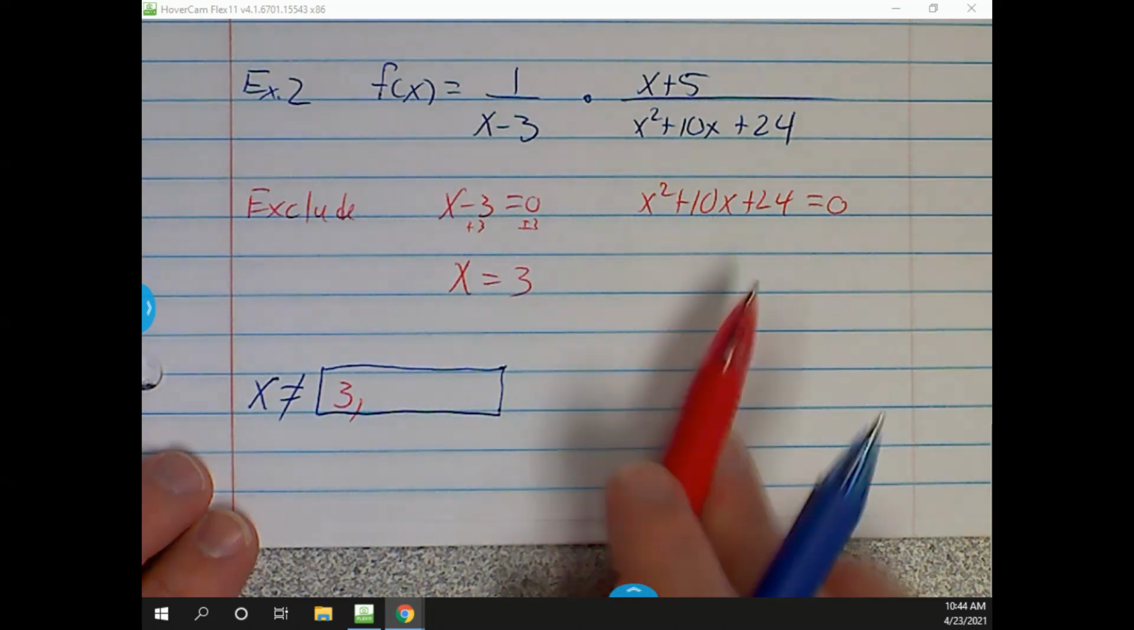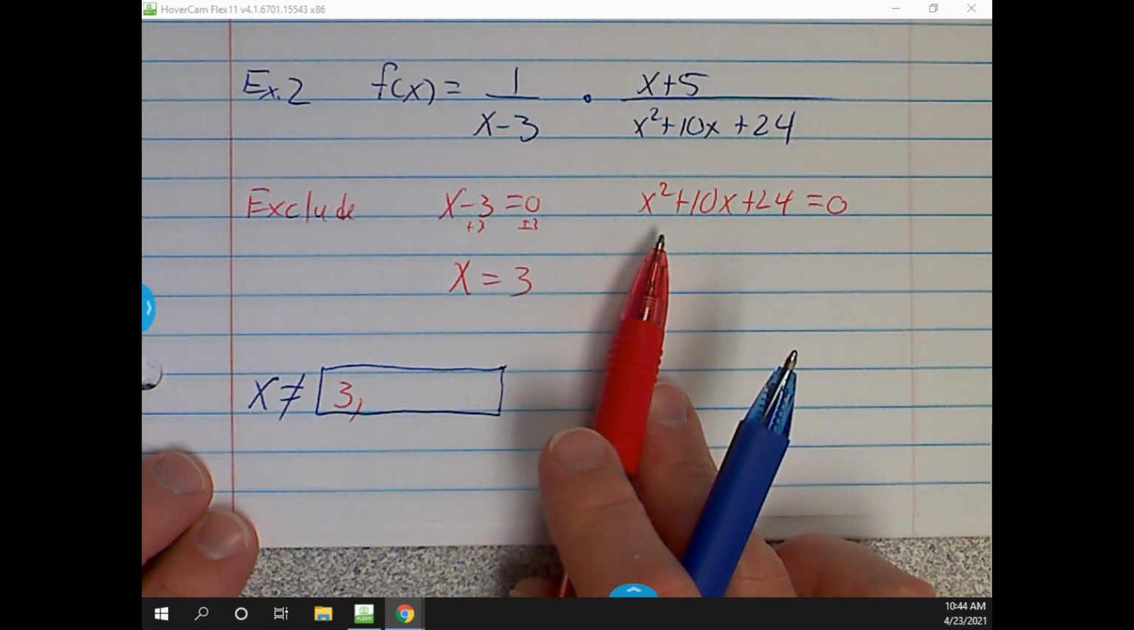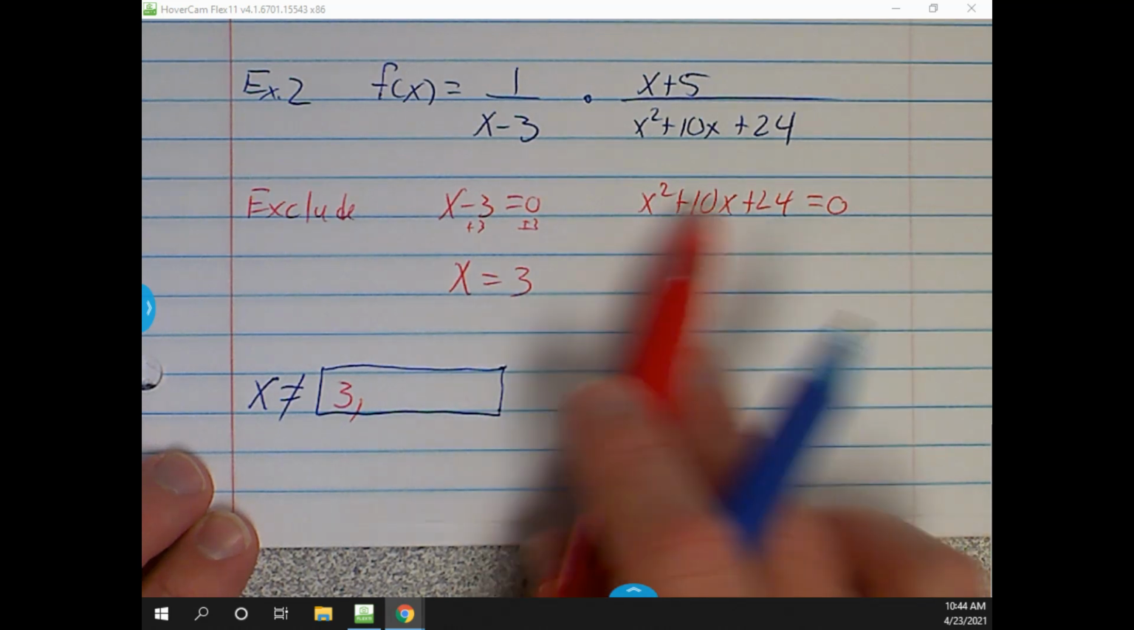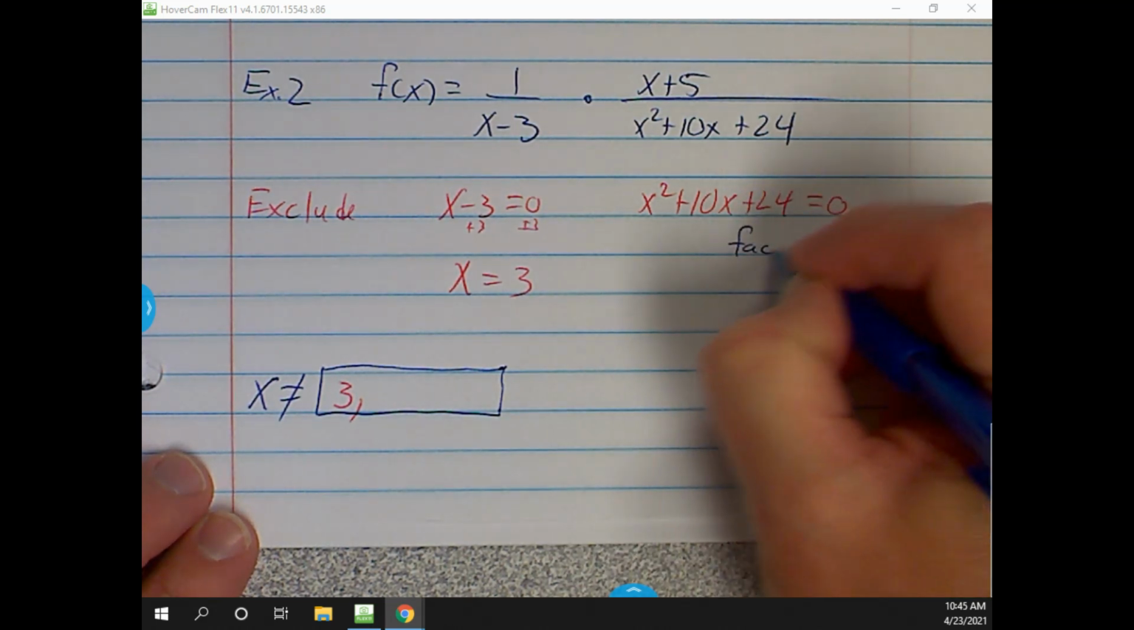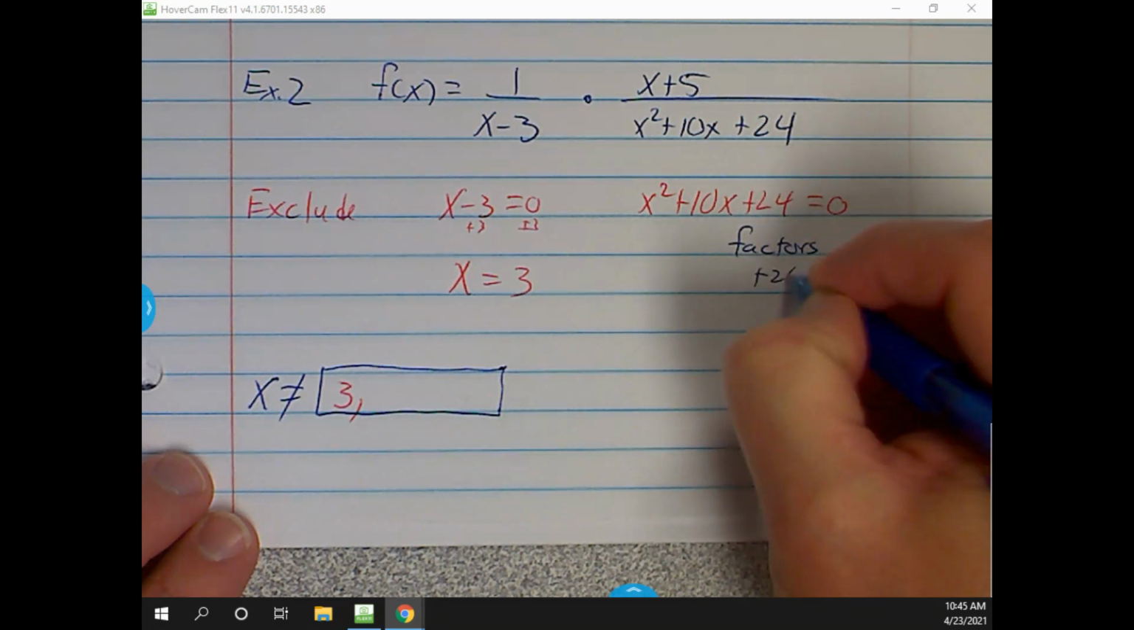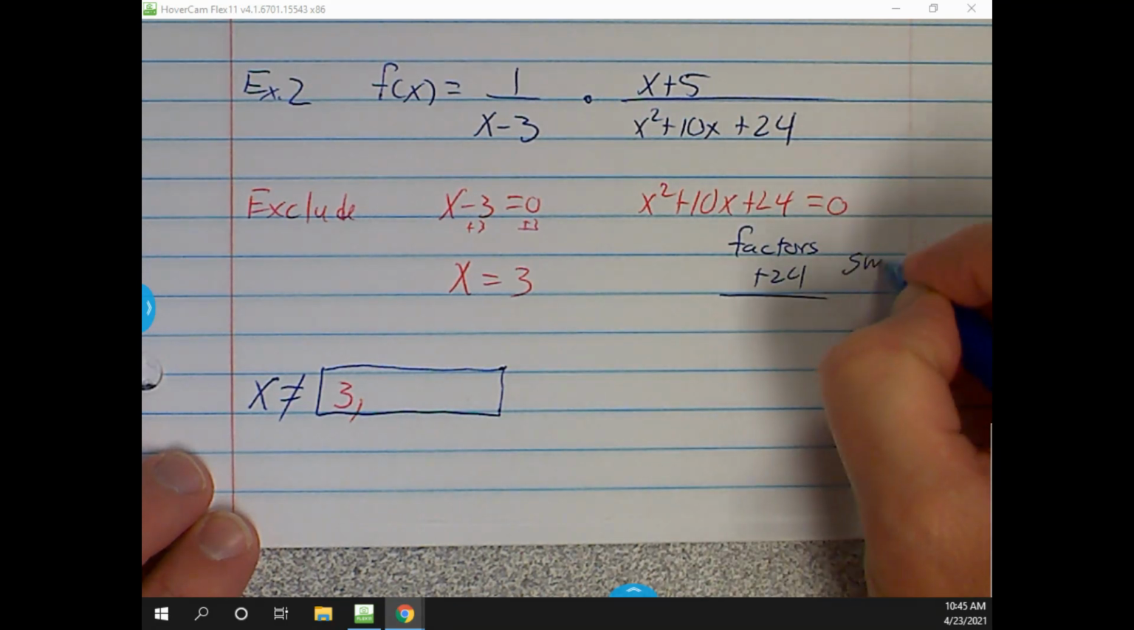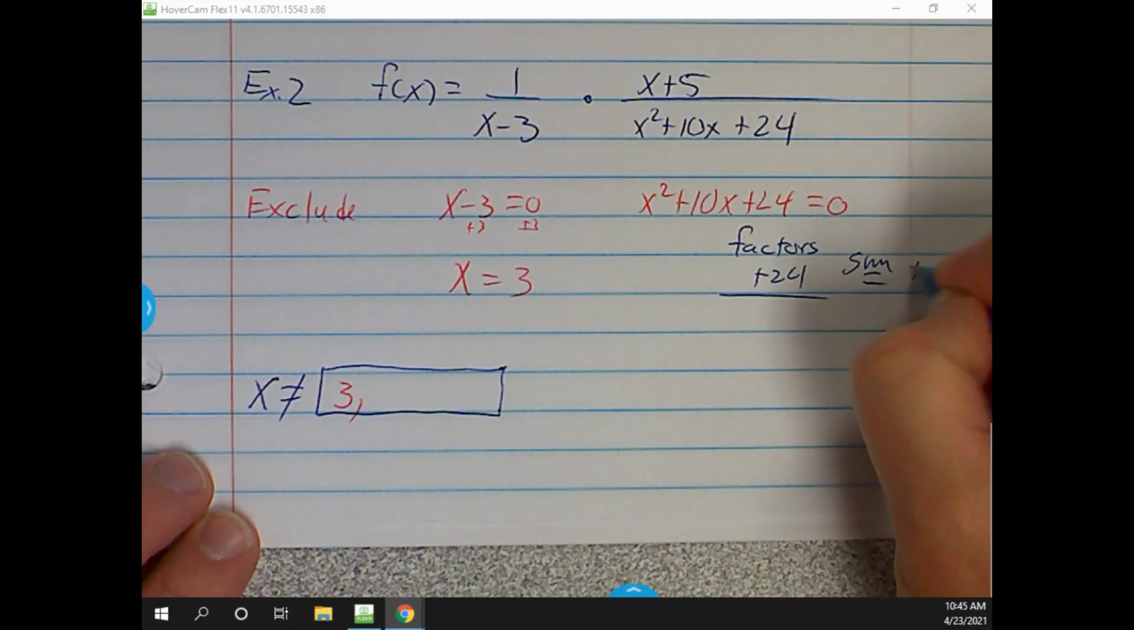Okay, second denominator. Now this one's x squared, so how many answers are we looking for? Yeah, 2, right? So whatever the highest power is, if you start with this equation, you're looking for that many answers. This one's where you're going to do your factoring. So this is where we're going back to that blue worksheet that we had from a while back. This one we're looking for the factors of positive 24, where the sum would equal positive 10.